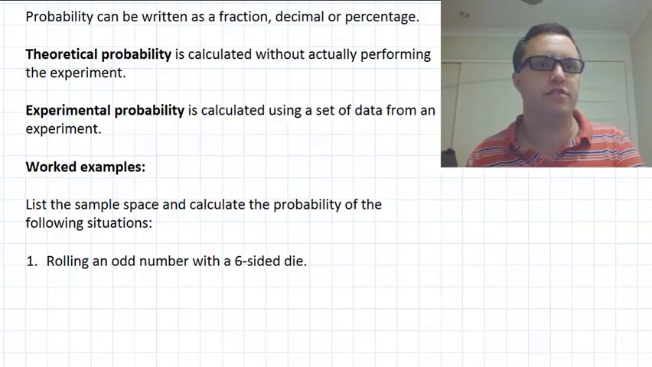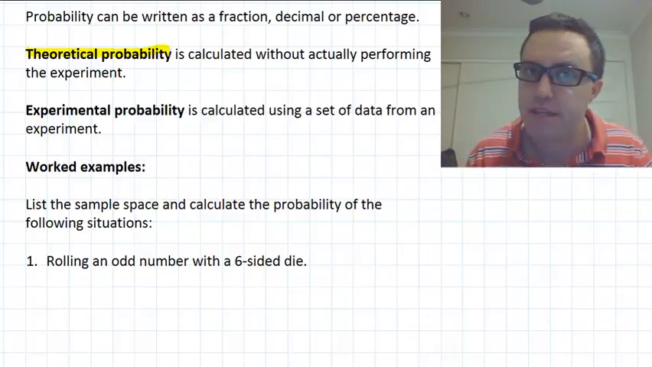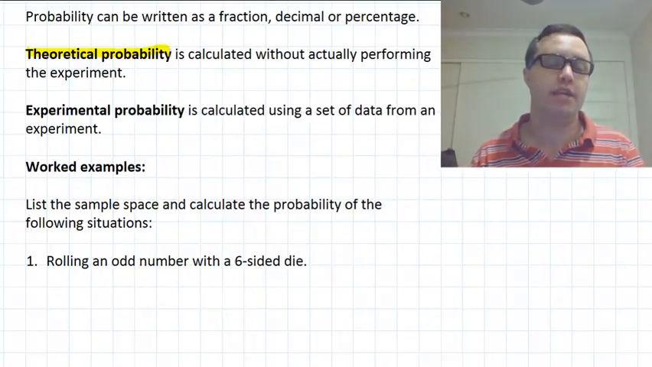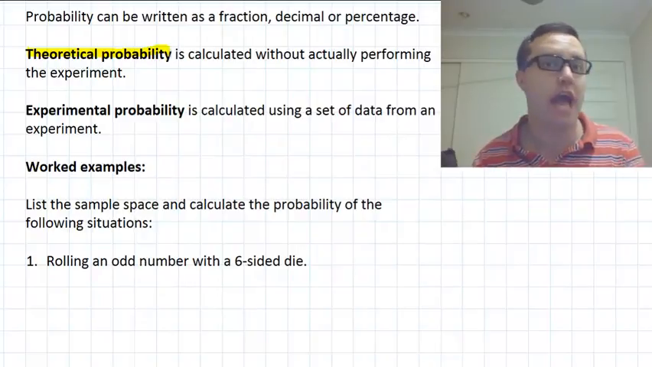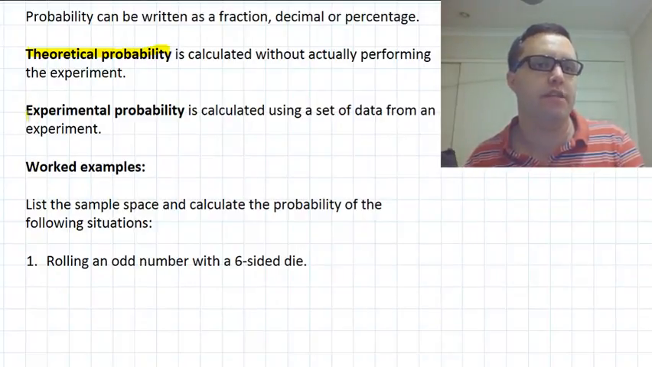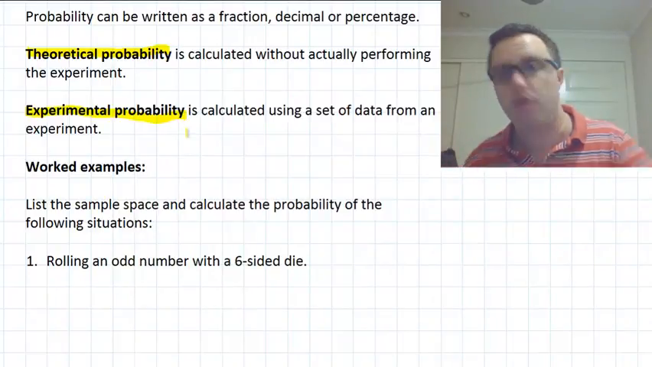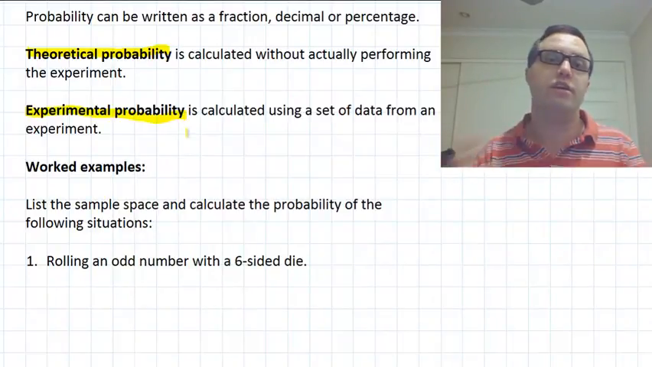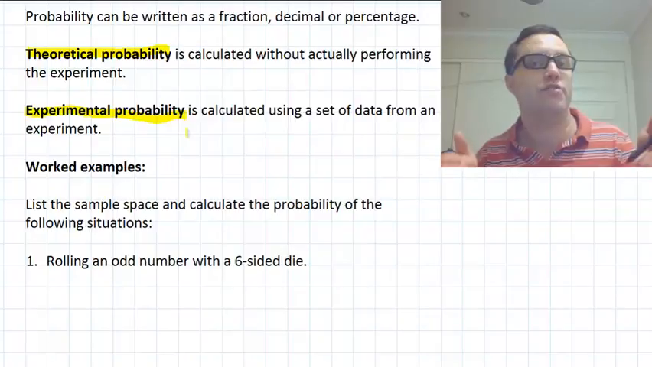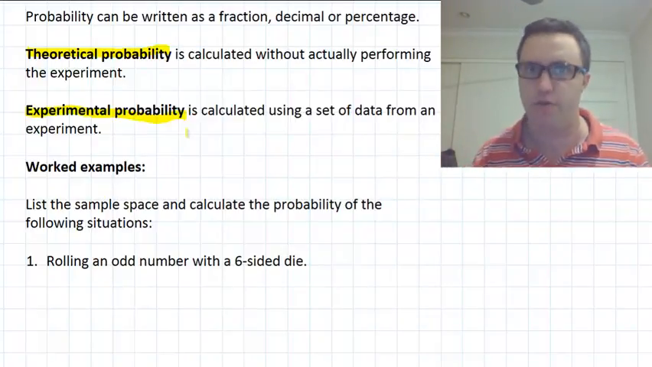Okay, there's two different types of probability we'll be worrying about. Now, there's theoretical probability. That's something that's calculated without actually performing the experiment. So we could calculate the probability of the dice rolls without having to actually roll any dice. Similarly, experimental probability is calculated when we actually perform an experiment, a whole bunch of trials, then we collect that data and calculate probabilities from that data. In the worked examples, you're going to see how both of those turn out.